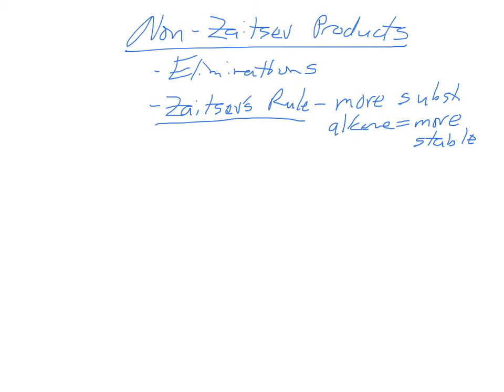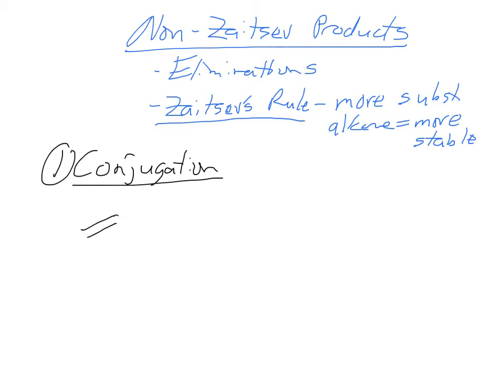Non-Zaitsev. And it's only fluorine, right? Is the only halogen that. Yep, so be careful. So we'll go through one at a time. So the first one should be obvious. Hopefully we already hit this. Conjugation is always more important than Zaitsev's rule.